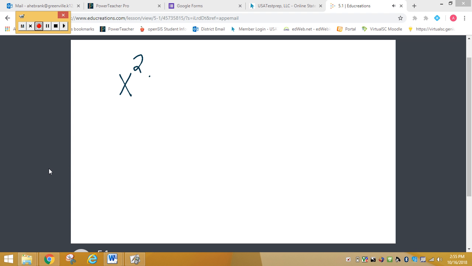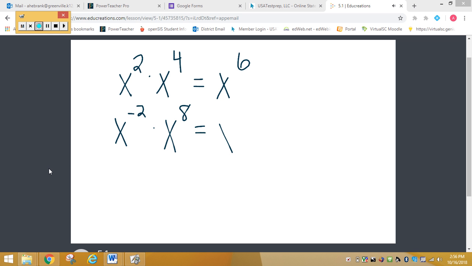First up, if you have two exponents that are multiplying, x squared times x to the fourth, the rule is that you add exponents. So that would be x to the 6th, because 2 plus 4 is 6. Same thing if I had x to the negative 2 times x to the 8th. Add them. Negative 2 plus 8 is 6. So that's your rule for multiplying.